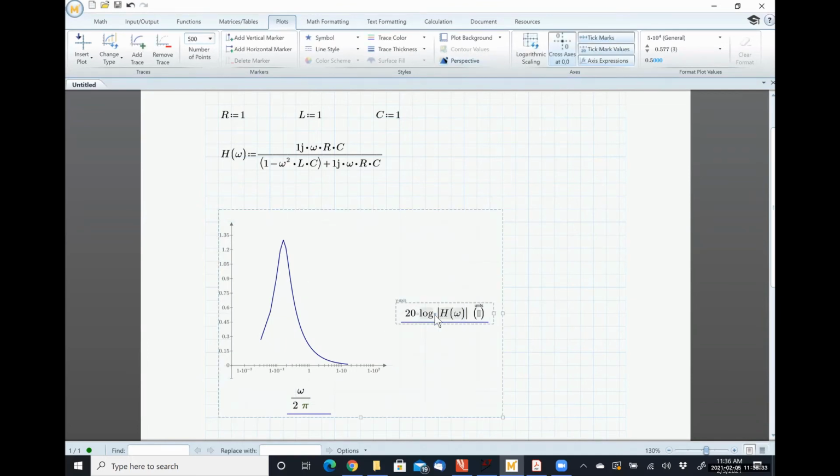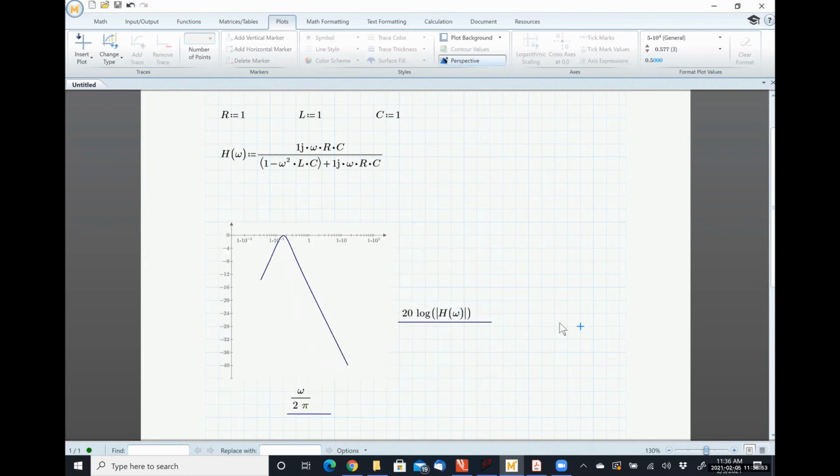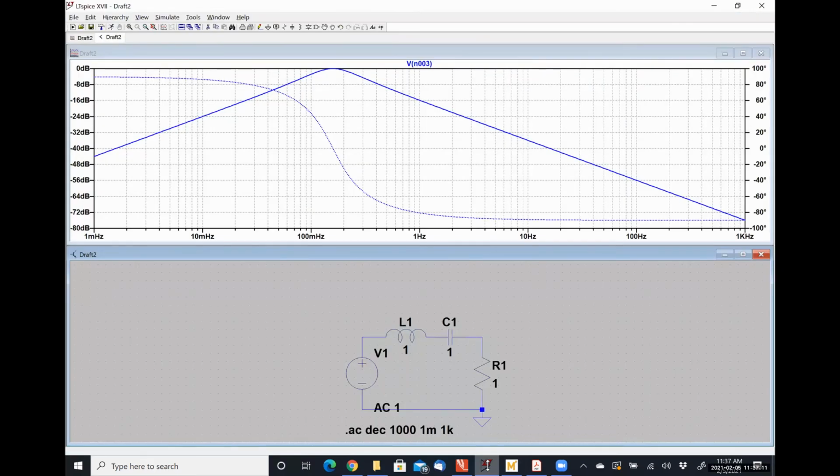And log, hold on, open parentheses, absolute value, H, open parentheses, omega. There we go. And now my left-hand axis is expressed in decibels as well. So we can see that these guys match up. Looks like a fairly linear line on the decibel scale.